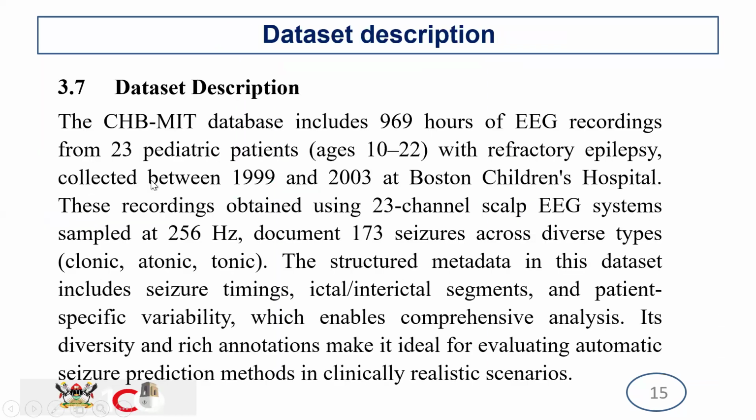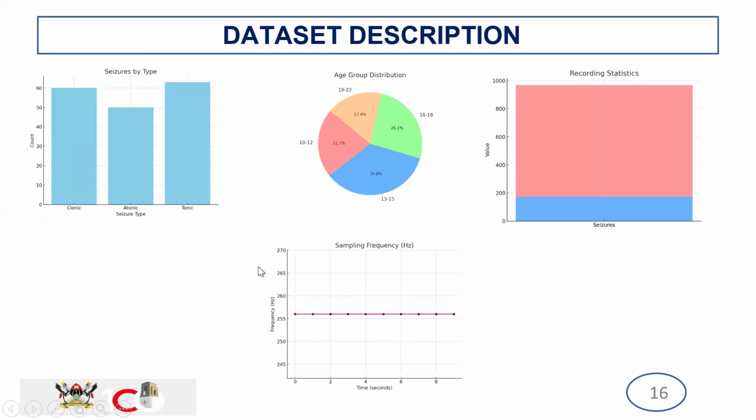Our dataset, as already said, is the CHB-MIT database that includes 969 hours of EEG recordings from 23 pediatric patients aged 10 to 22. This data was collected between 1999 and 2003 at Boston Children's Hospital, and a sampling rate of 256 Hz was obtained using 23-channel scalp EEG systems.